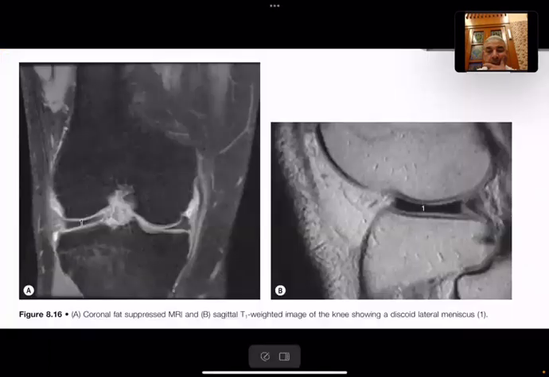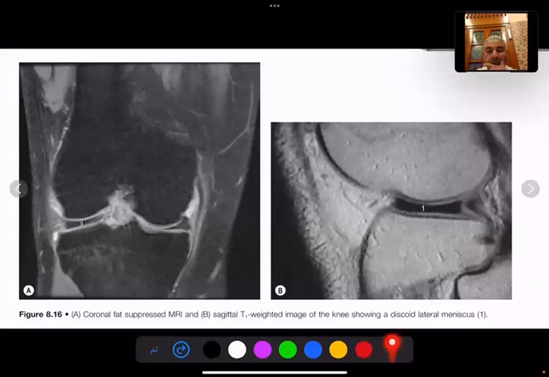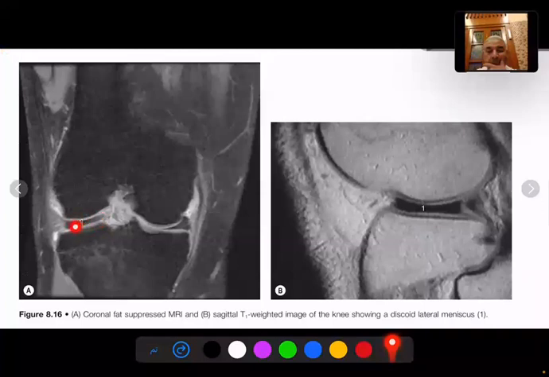And this is a coronal fat saturation image demonstrating the lack of tapering of the meniscal body. And this is on T1, also demonstrating a large meniscal body. The meniscal body is seen on the different slices.